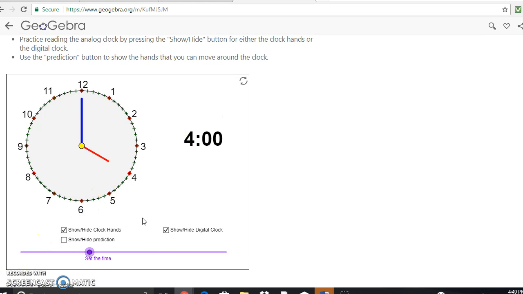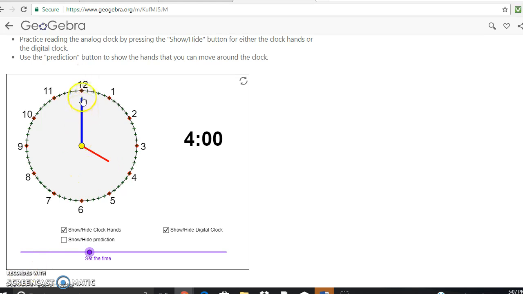Today, we will learn how to read an analog clock. Let's get started. You are probably familiar with how an analog clock looks. An analog clock has two hands. The big hand is showing you minutes. The short hand shows us the hour.